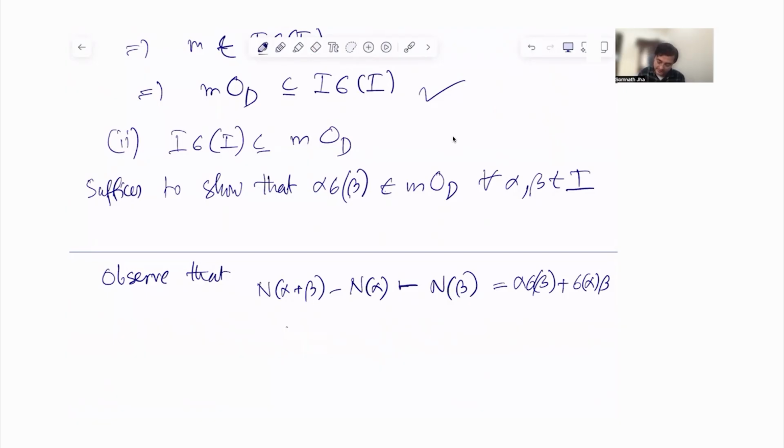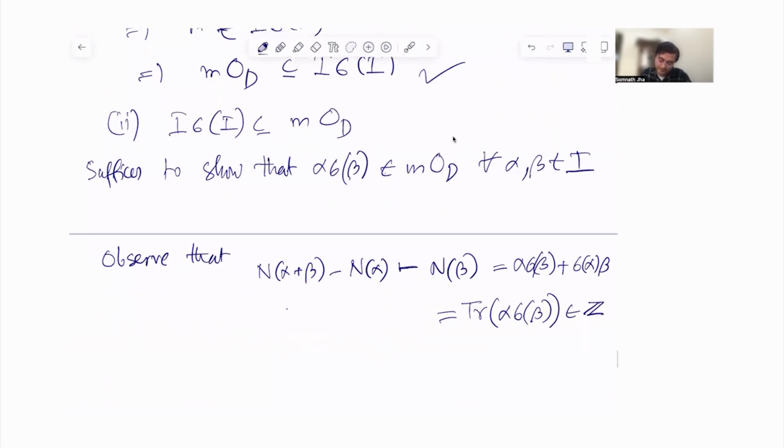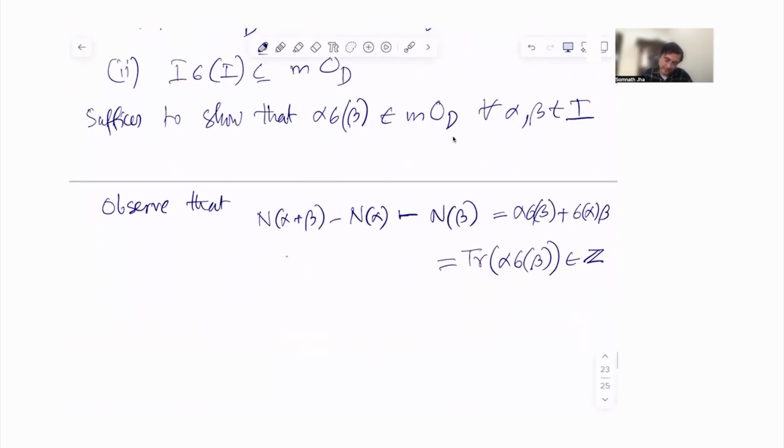So this is nothing but the trace of alpha, sigma squared is identity, alpha sigma beta, right? And alpha and sigma beta are algebraic integers, so this belongs to Z. Okay, and you look at the norm of alpha and sigma beta. So this is equal to norm of alpha into norm of beta. So this also belongs to Z, right?